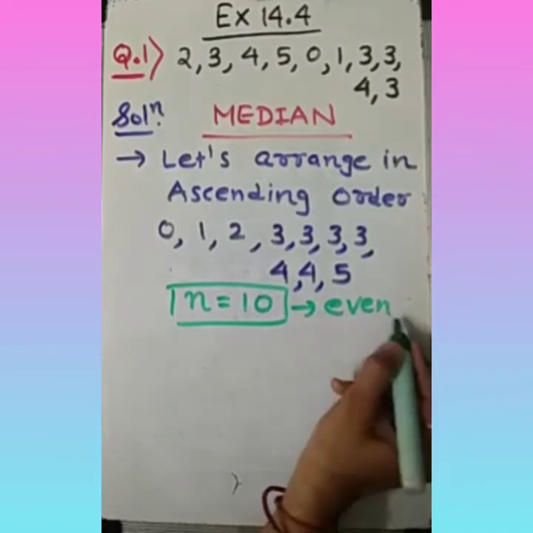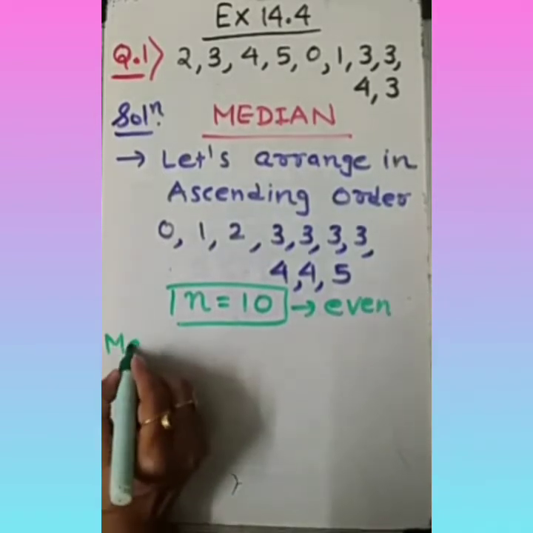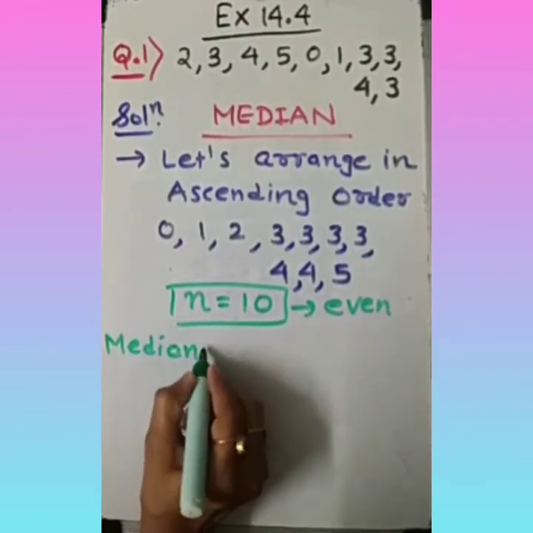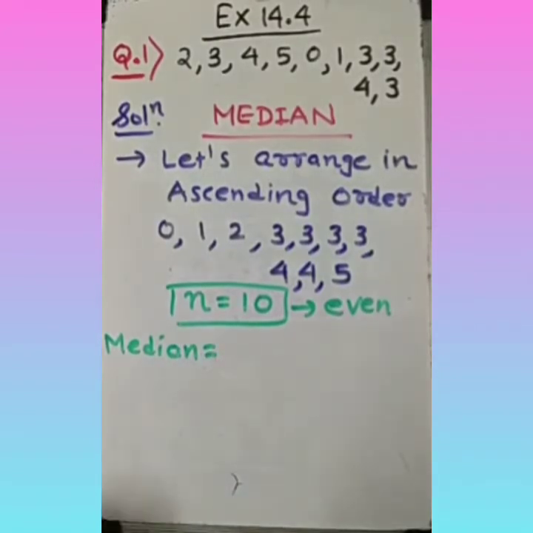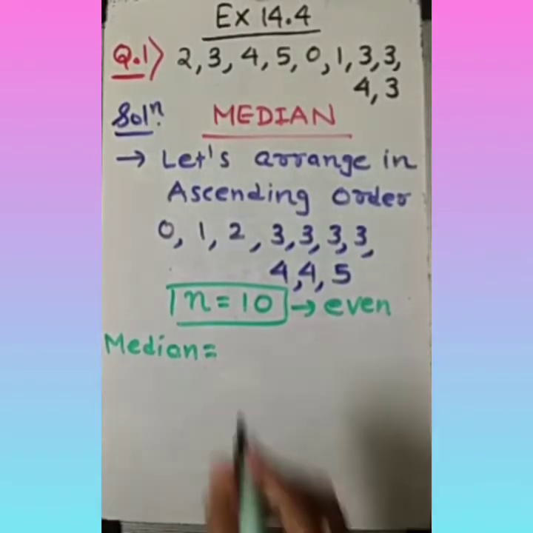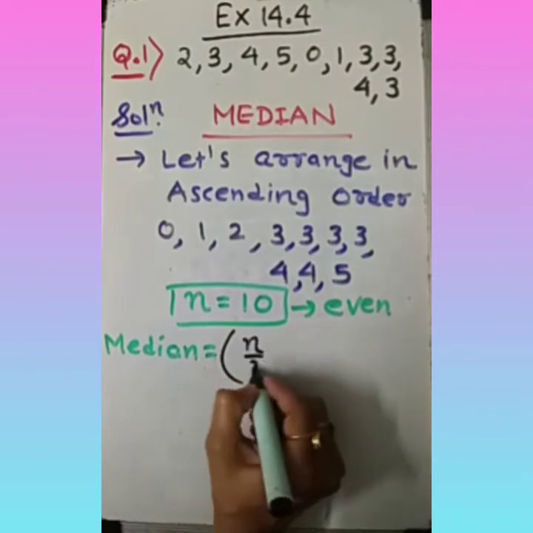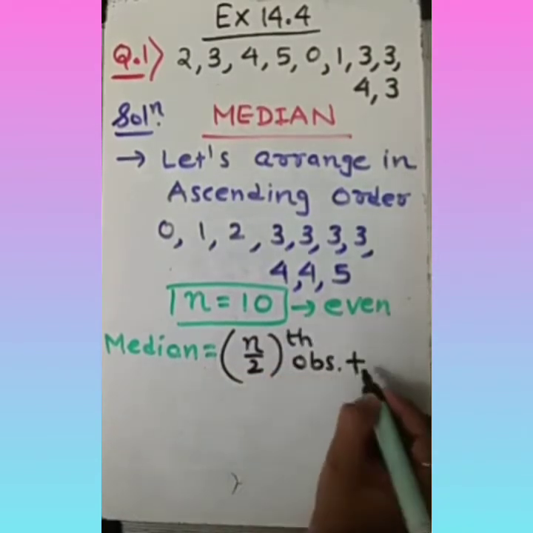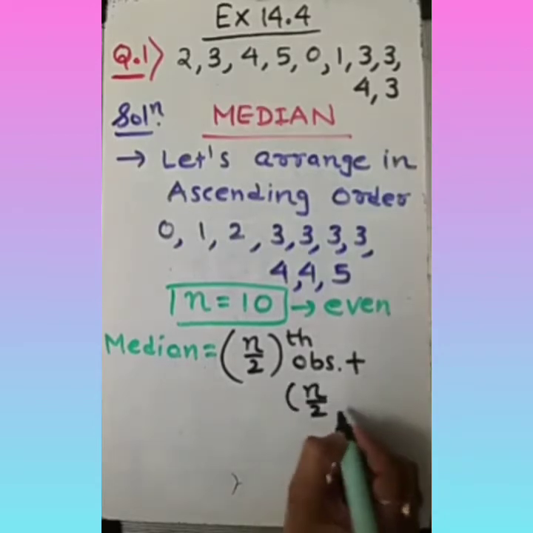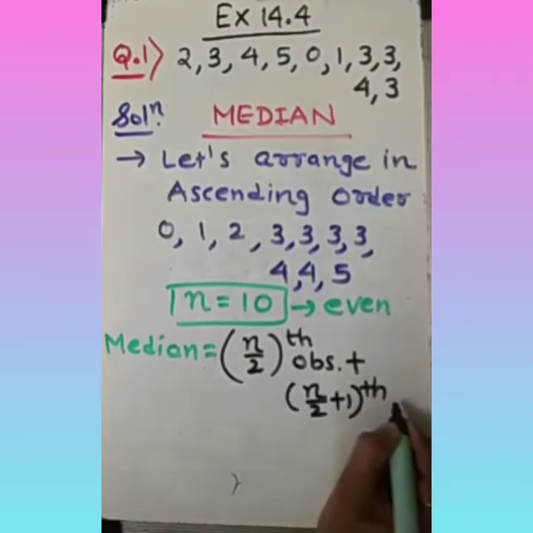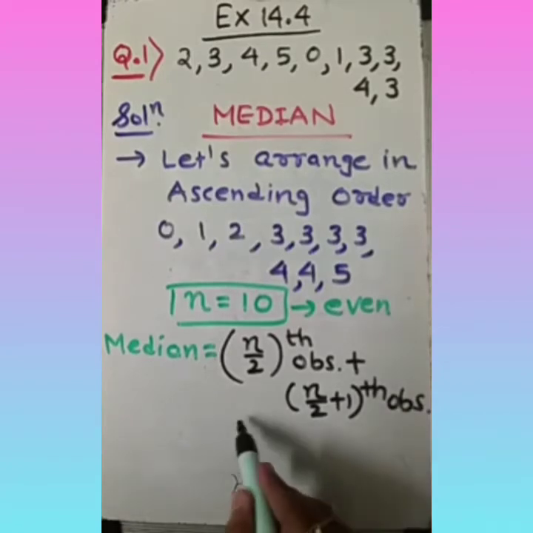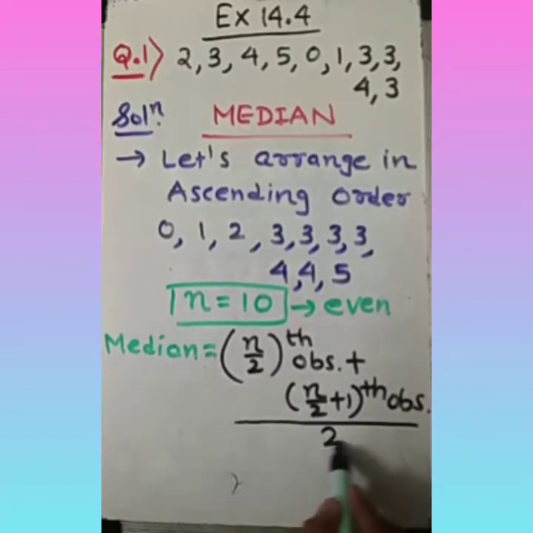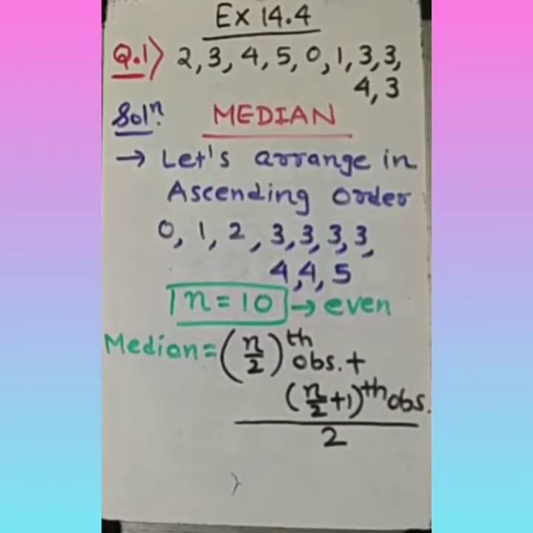And for an even number, how to find the median? Keep this formula in mind. Median is equal to the n by 2th observation plus the n by 2 plus 1th observation, divided by 2.